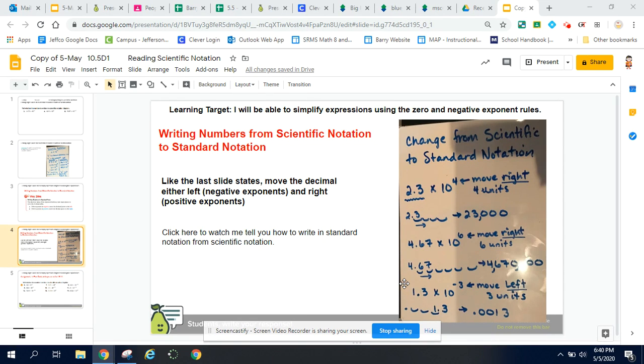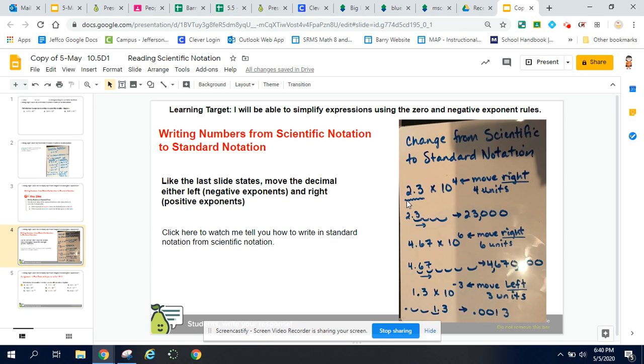So standard notation is the way we read numbers when we're reading any type of textbook or we're looking at something on Google. We read numbers that are in standard notation. So what I'm going to do is I'm going to take you right over here. I always cut and paste from my whiteboard to kind of show you guys what to do.